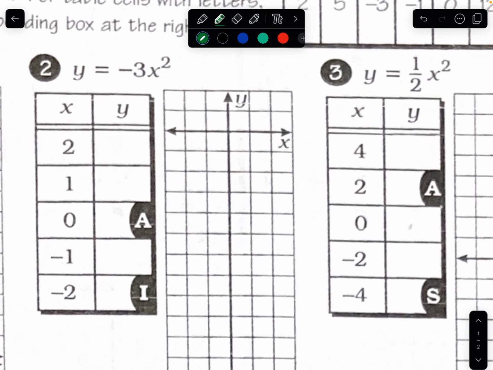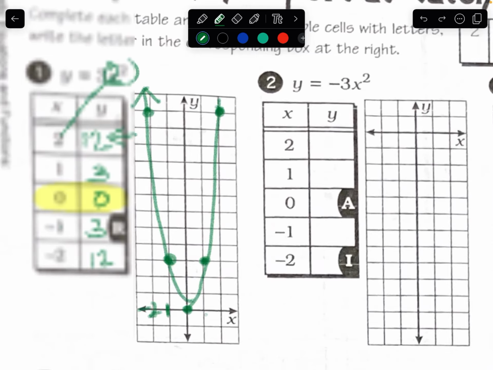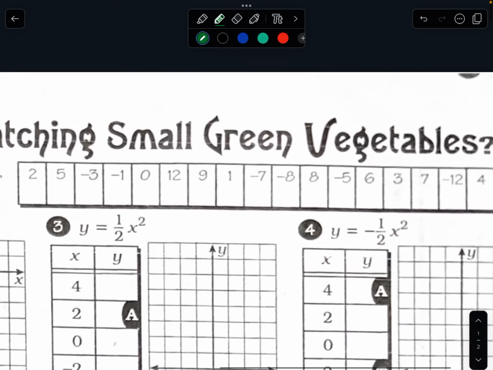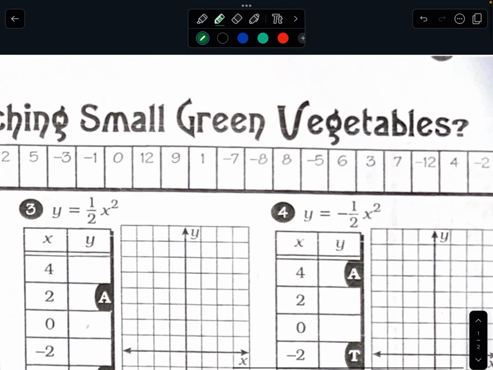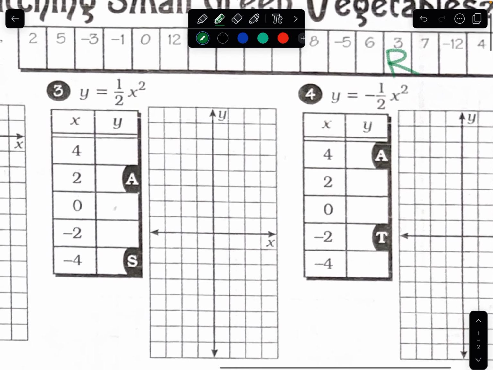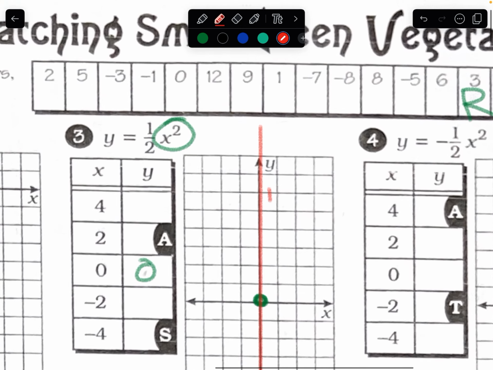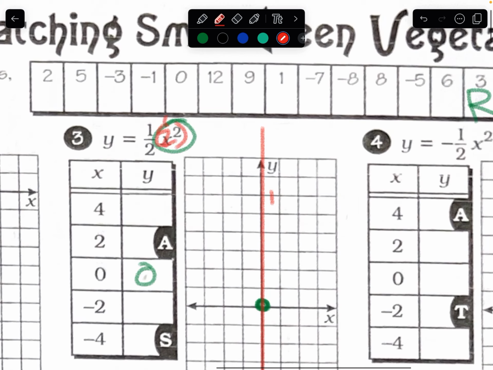Okay. Same thing here. This is 0. Okay. So this is R is 3. Start with 0, and there is 0. That's your axis of symmetry right here. Put in 2. 2 squared is 4. Divide, the answer is 2. So 2, 2. Negative 2 must be 2 also then.